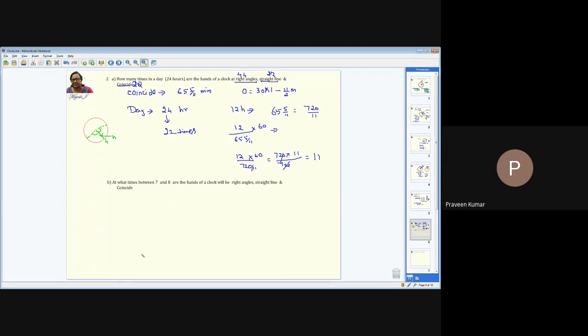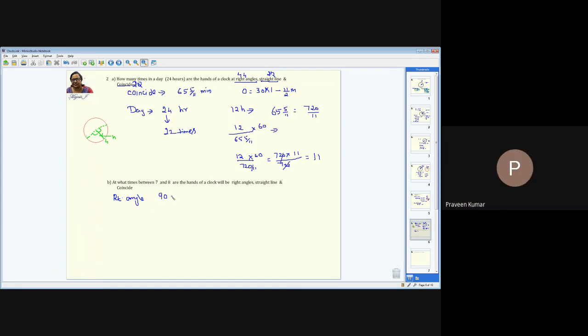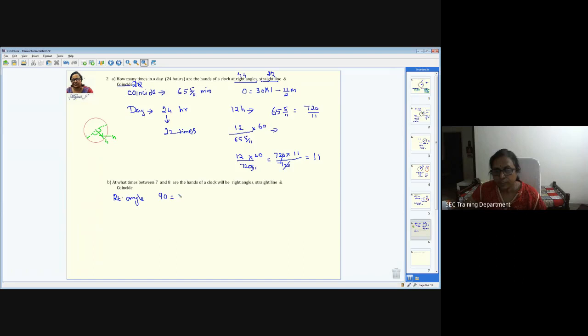Write the formula equal to 90 degrees. Good. So which one are you going to do first? We'll go for the right angles, right? I'll write right angles. When you have to find the right angle, the angle should be 90 degrees. And the timing, what will you take here?